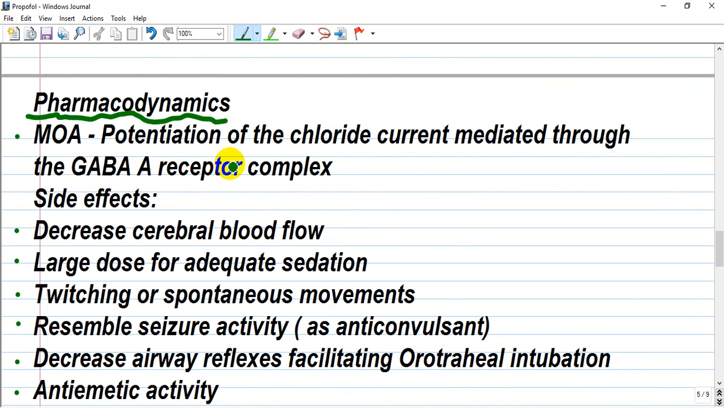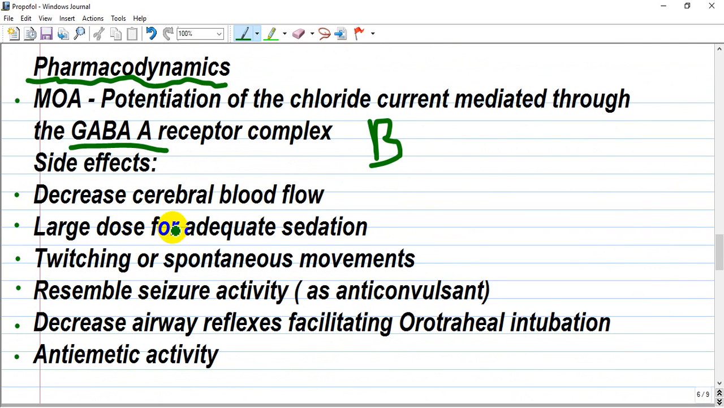What about the pharmacodynamics? The mechanism of action is potentiation of chloride current mediated through the GABA-A, A meaning anywhere, B meaning brain, receptor complex. Side effects of Propofol: decreased cerebral blood flow. It is an amazing drug for patients with cranial trauma, with hydrocephalus, with anything that increases cerebral flow. A large dose is required for adequate sedation.